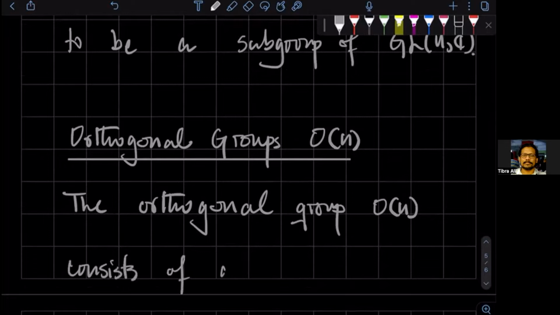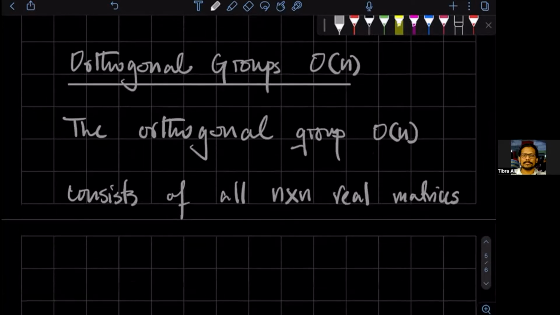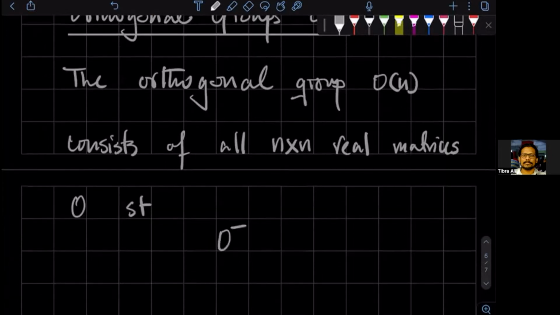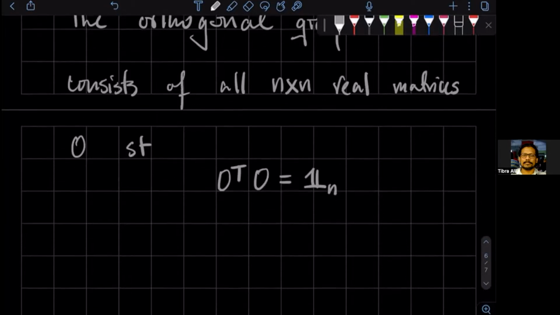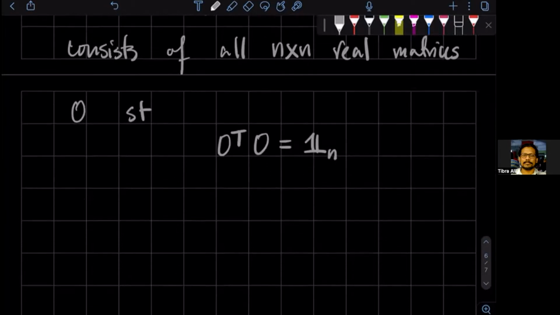of all n by n real matrices O such that O transpose O is 1. Right? So let's write this in components.